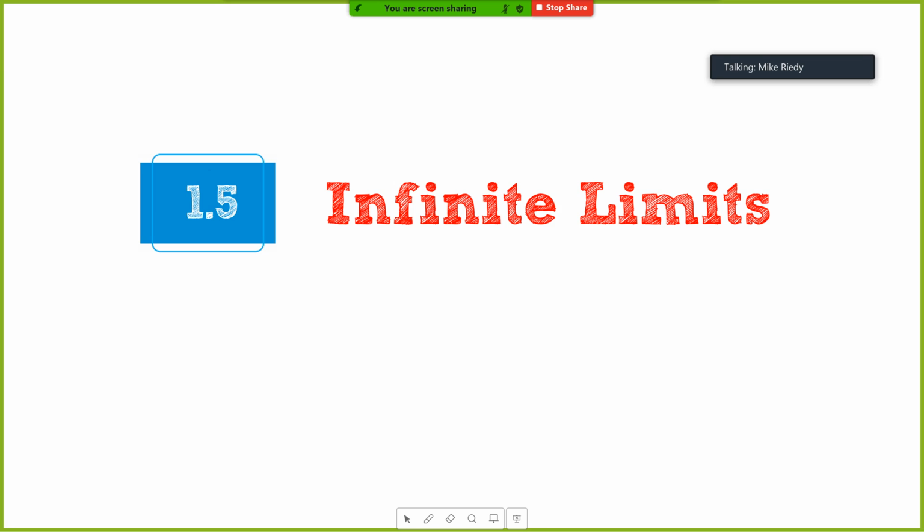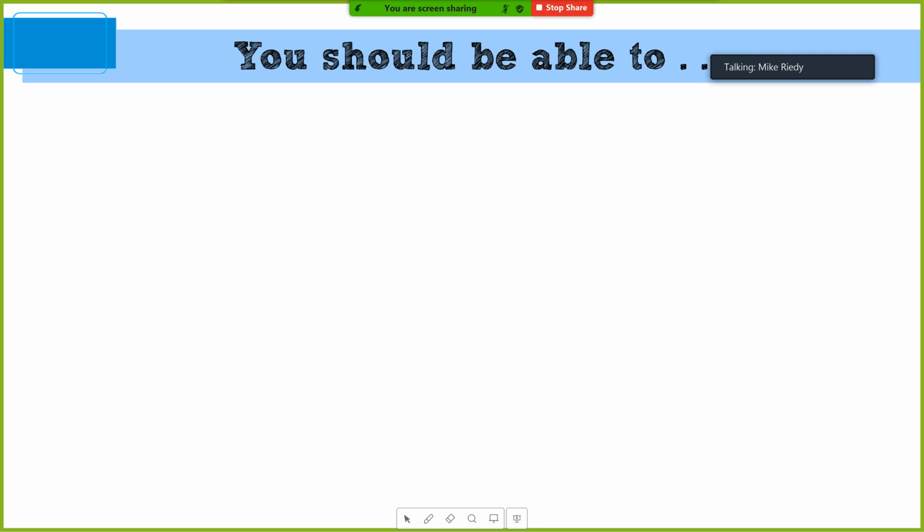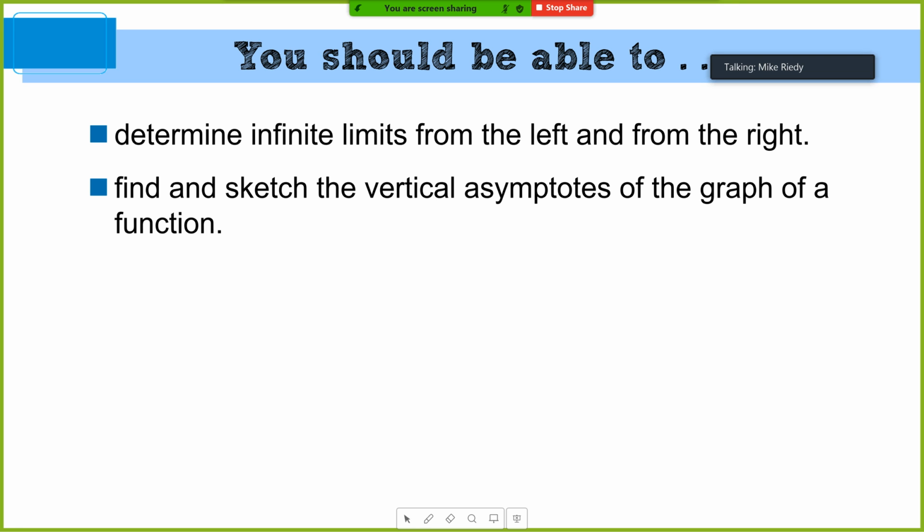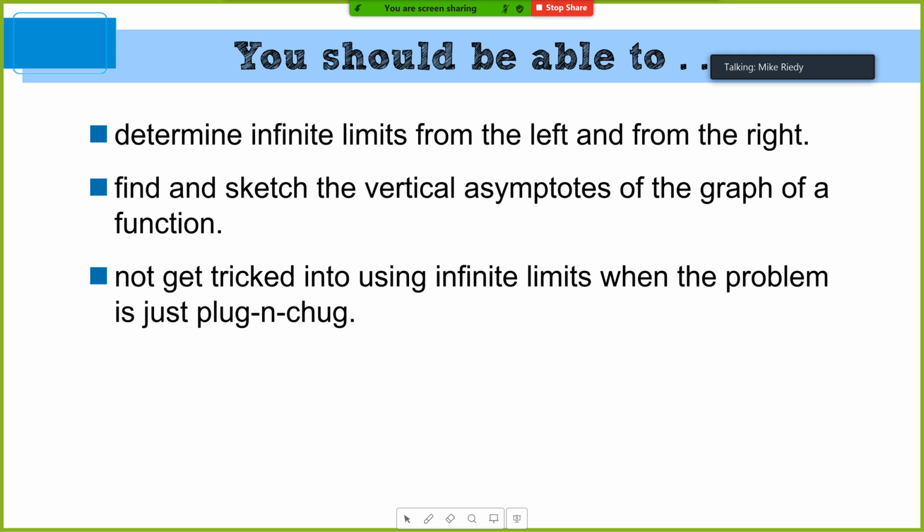Today we're just doing problems where you get infinity as an answer. So, left and the right, sketch vertical asymptotes. We'll talk about vertical asymptotes because that's going to help you with this stuff.